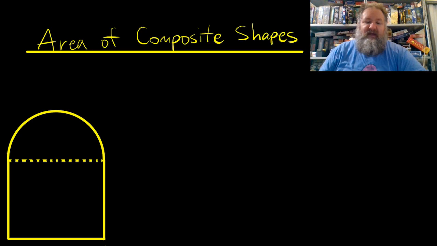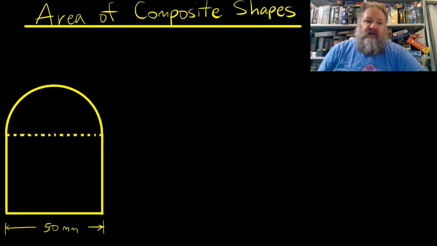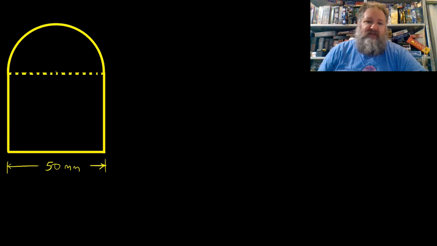Okay, let's talk about composite shapes and the area of composite shapes. So you can see here on my screen, I have got a funny shape. No, it's not a regular shape. It's actually made up of two different shapes.